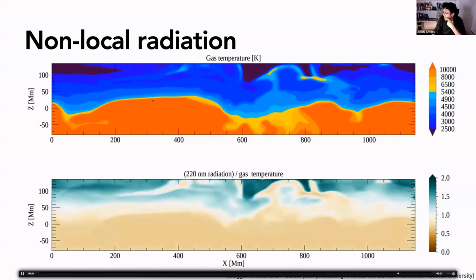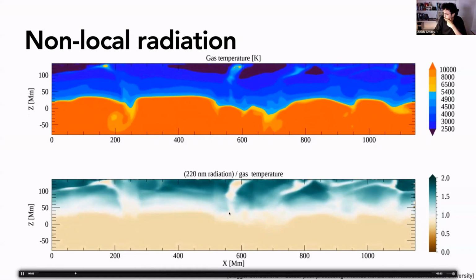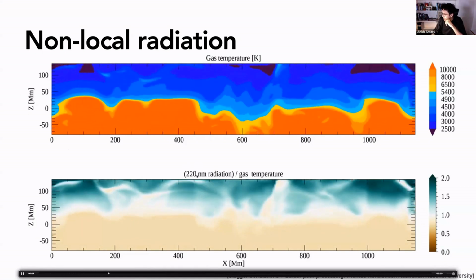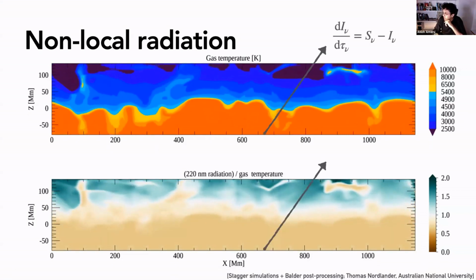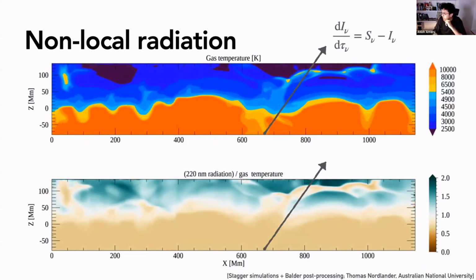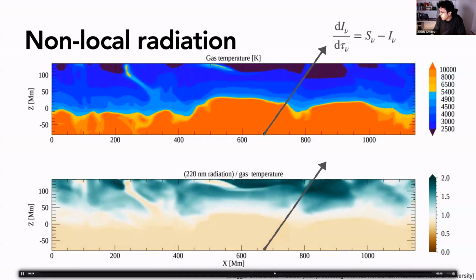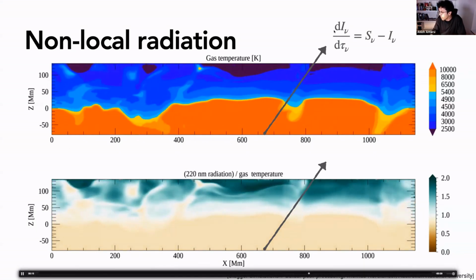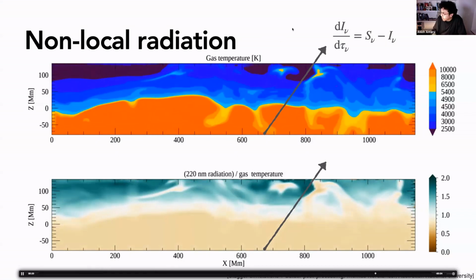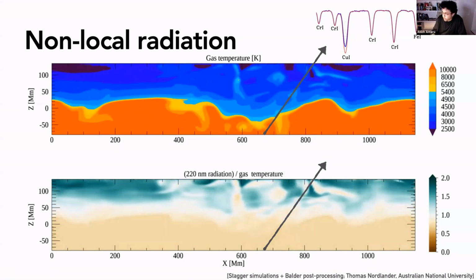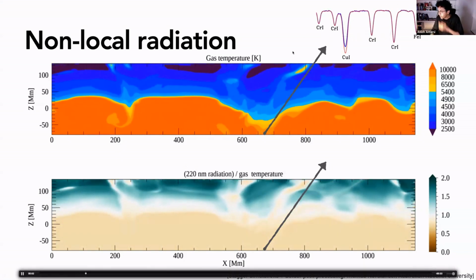Now, on the bottom panel, it's not gas temperature, but it's the radiation temperature at a particular wavelength divided by the gas temperature. And just to remind you, perhaps, in order to get the spectrum, what we are doing is radiative transfer through these models at different angles and different frequencies. And then in that way, we will get the spectrum that we're interested in.